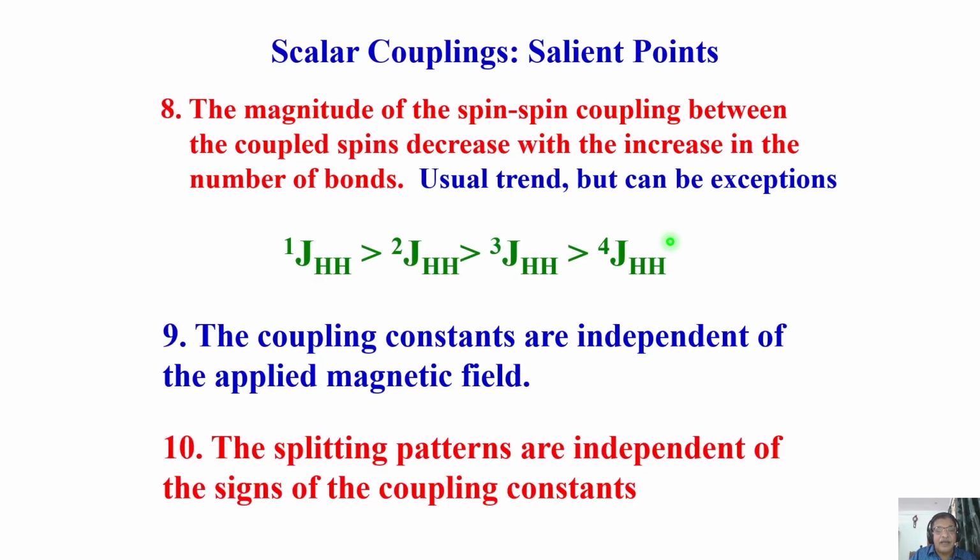Point number 10. The splitting patterns are independent of the sign of the coupling. You understand? I will explain what splitting is when we go ahead further. If I say there are two peaks coming here because of J coupling, let us say positive J coupling, and I make it negative, it simply changes like this. You will not know whether it is positive or negative. As far as you are concerned, the spectrum remains unaltered, looks identical, whether it is a positive sign or negative sign. So a one-dimensional spectrum will not discriminate whether the coupling is positive or negative.